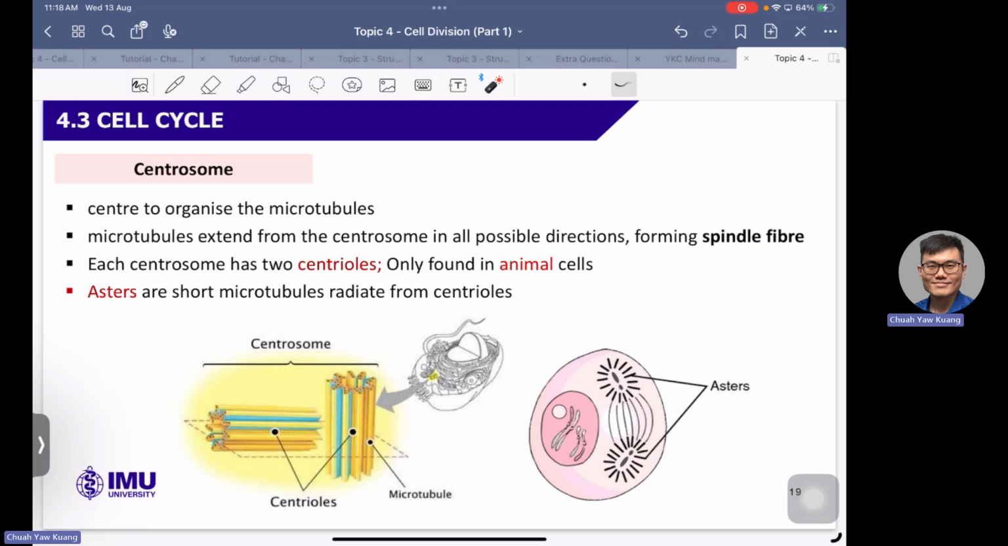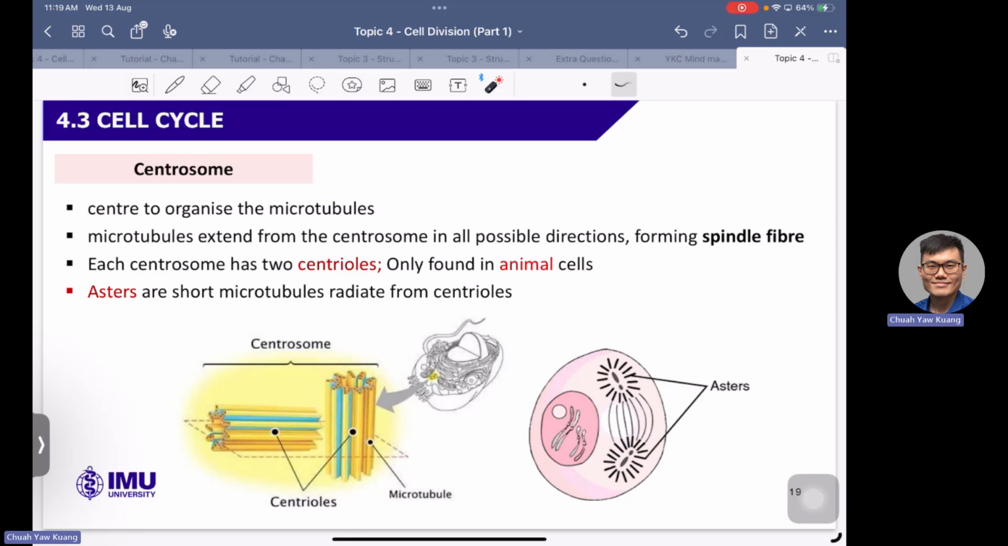But during the G2 phase, before mitosis or meiosis, the centrosome will be duplicated. So after the G2 phase, when the cell undergoes prophase, every cell will have two centrosomes. So centrosome is actually a pair of centrioles. Centrosome and centromere are different things.